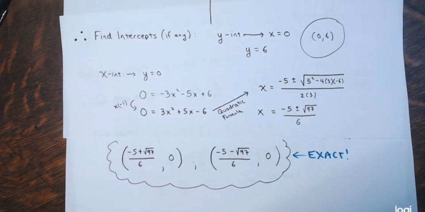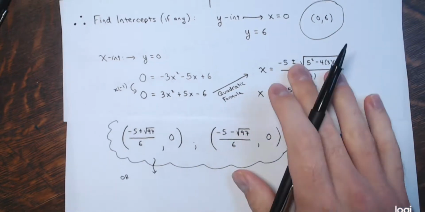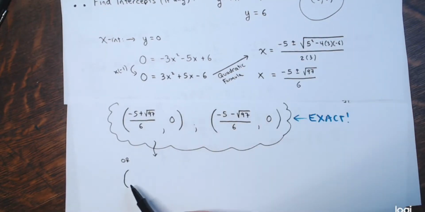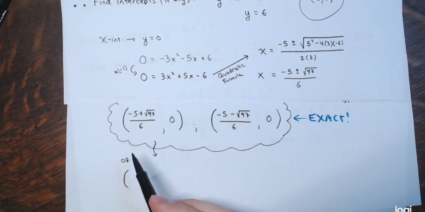I'm doing this off screen, entering negative 5 plus the square root of 97, and then taking that value in parentheses and dividing by 6. So for this first one, we could round to 2 decimal places. The x-intercept for the first one is about 0.81, comma 0.